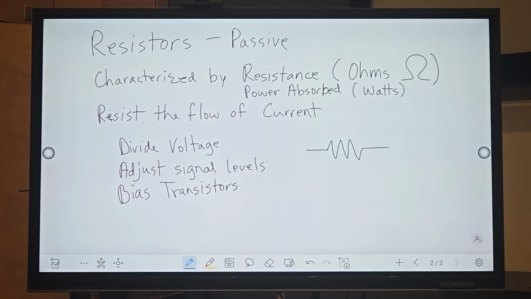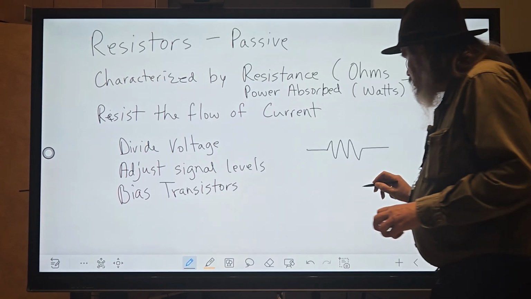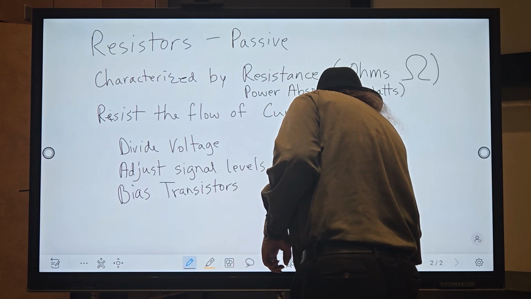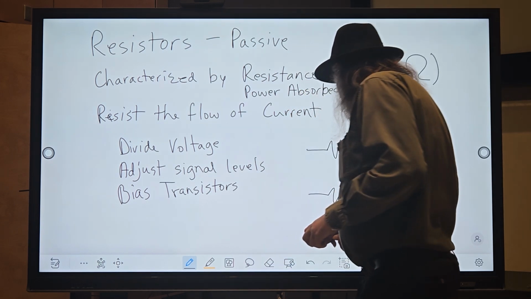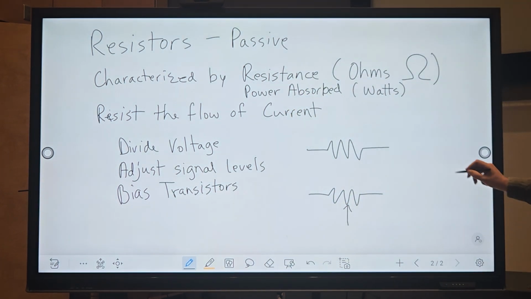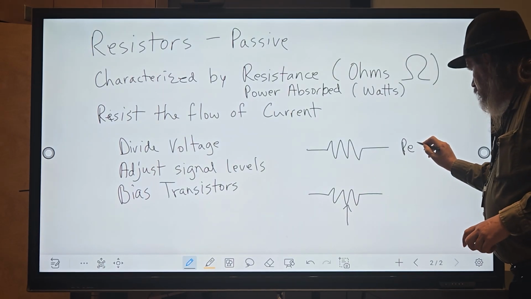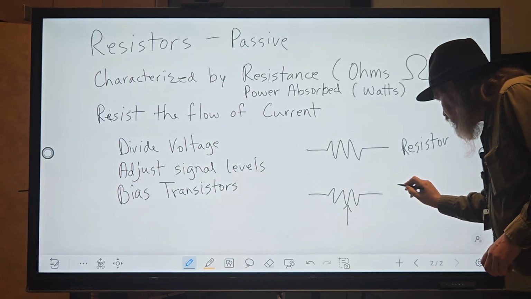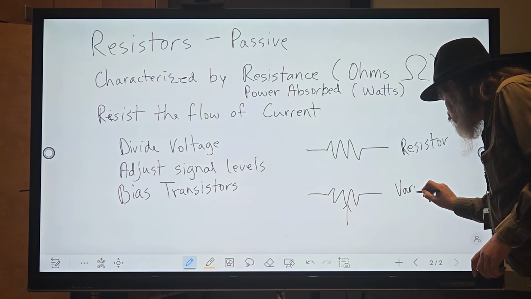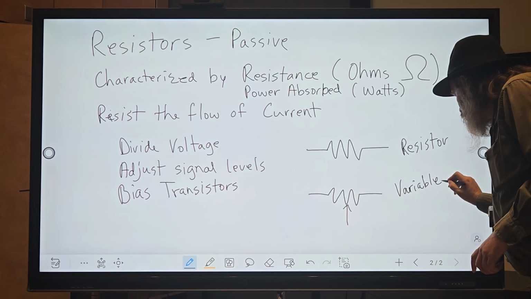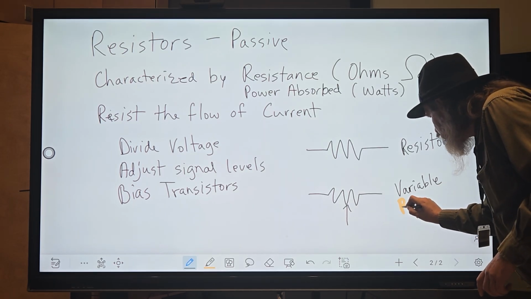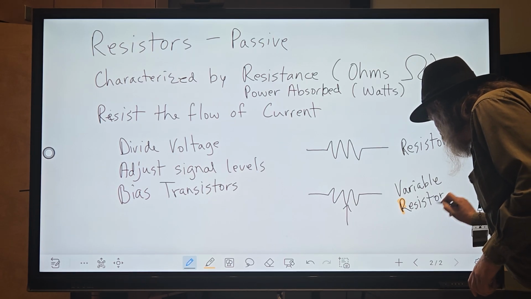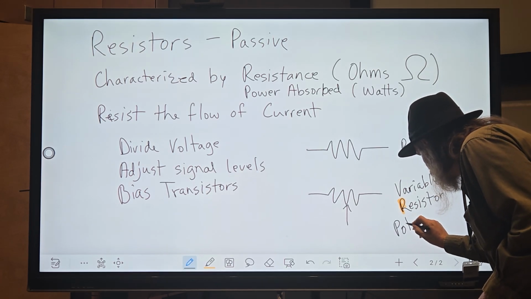There are variable resistors that have the zigzag line with an arrow pointing toward the middle of it. This is a resistor. This is a variable resistor, also called a potentiometer.